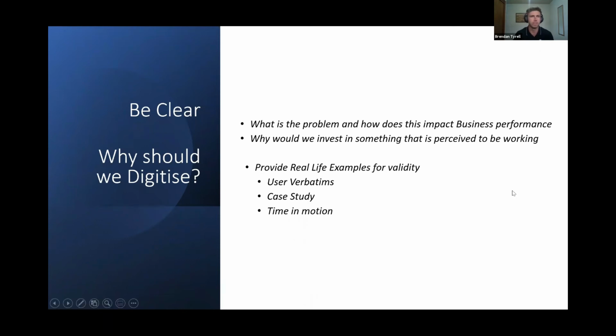And using the user verbatims that we captured out of that, we then formulated a bit of a case study to try and paint the picture of who the user is and what is the problem that we're actually trying to solve.